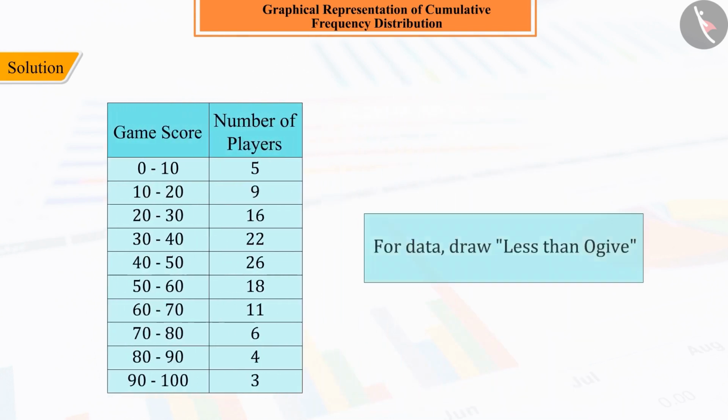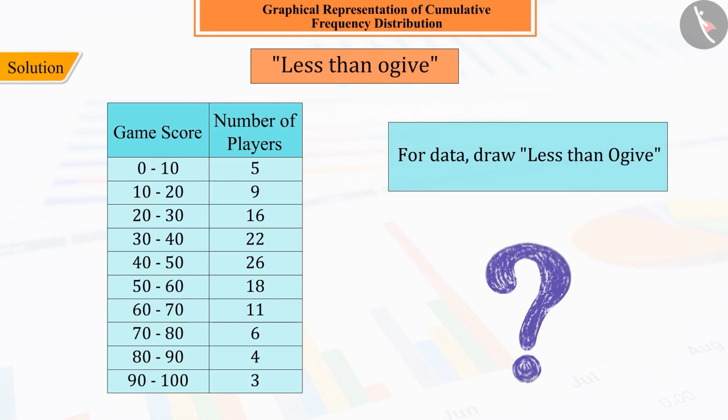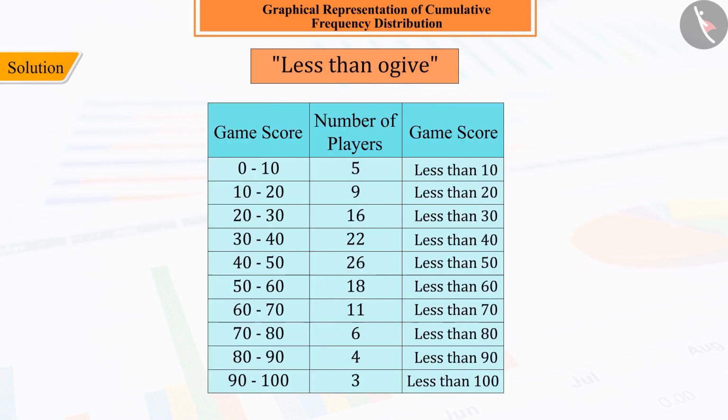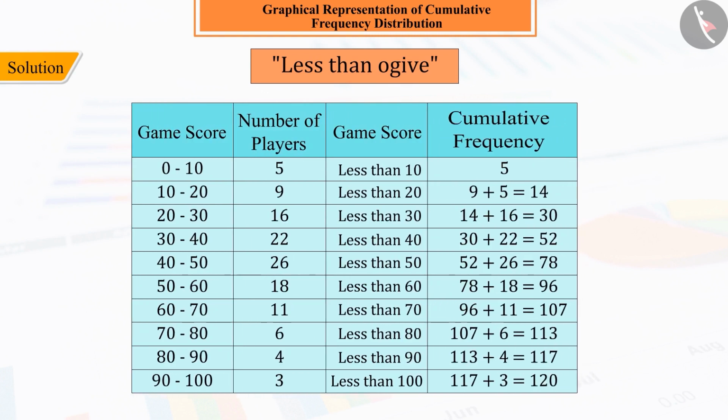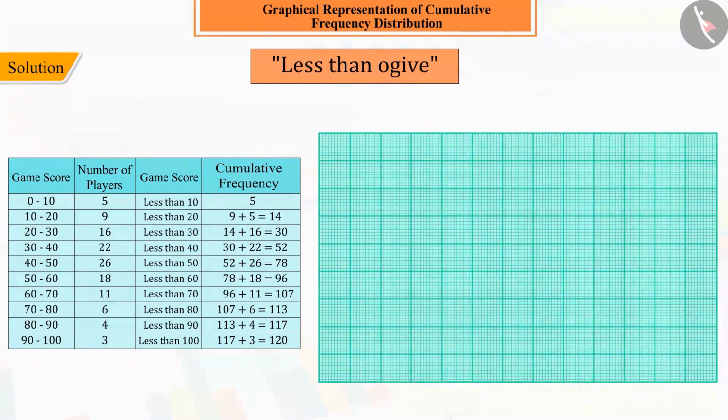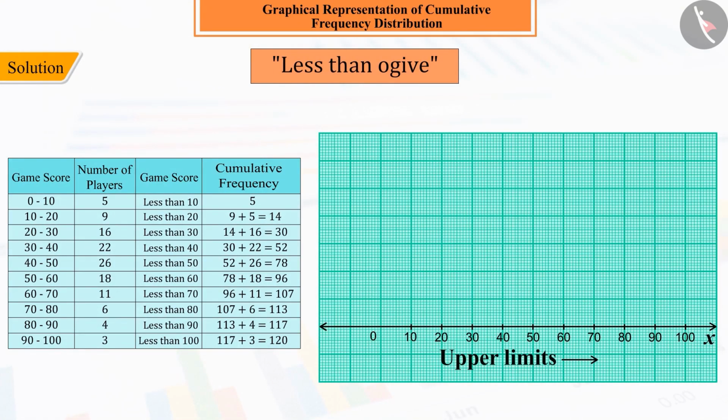If you're asked to draw a less than ogive for the above data, then can you draw the ogive? Let's see. For the less than ogive, using the given data, we will construct the cumulative frequency distribution of less than type, where 10 to 100 are the upper limits of the corresponding class intervals. To represent the obtained data graphically, mark the upper limits on the x-axis and cumulative frequencies on the y-axis.